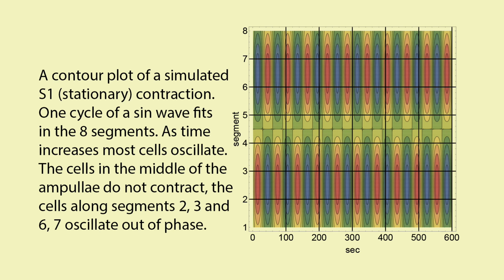Along the top and bottom of this flat contour plot of the S1 mode are two series of alternating red and blue ellipses. The two sets are 180 degrees out of phase. If there is a red ellipse on top, there is a blue ellipse on the bottom, and vice versa, because the sum at each time has to be constant.